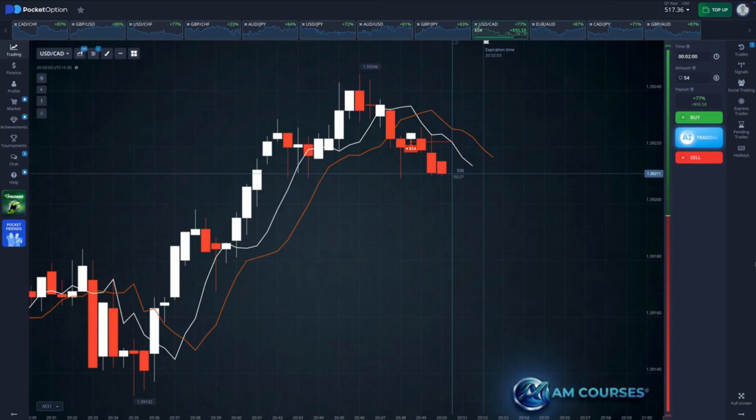The candles that were closing above the lines during the rally are now closing below them. Each new candle is printing lower than the last. The momentum has completely flipped, and the chart is showing you this in real time, not after the fact.